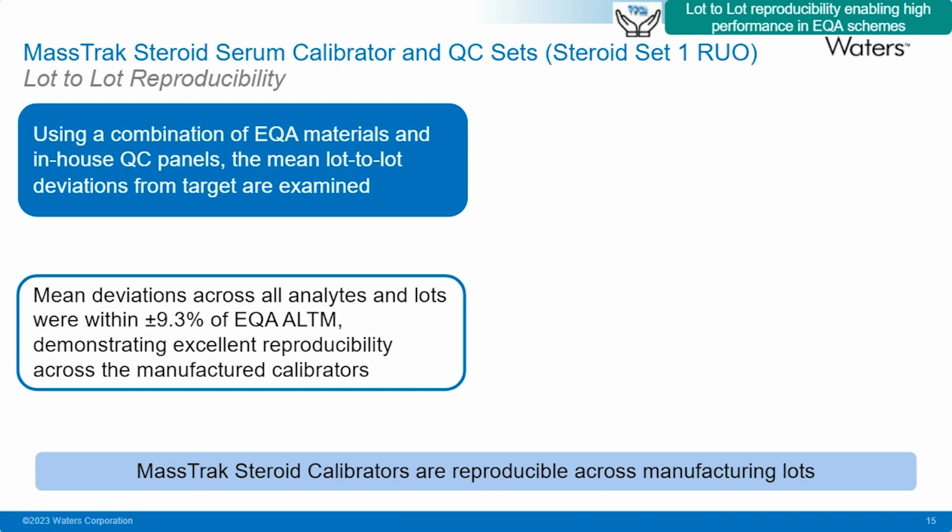If the plot on the right showed fine, you would have seen some sample data for steroid set 1 calibrators with those mean deviations plotted for all 12 analytes. And for all 12 analytes for those 3 different lots prepared, we've shown deviations of less than 9.3% against EQA ALTM. So using the MassTrak steroid sets enables your lab to maintain that harmonization performance over time using different manufactured lots of CALs and QCs.